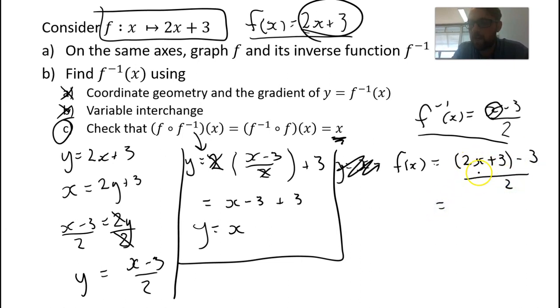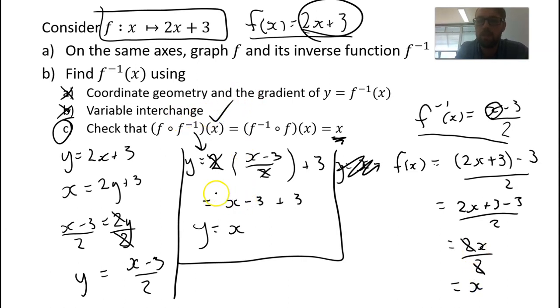Now I can open those brackets up. I've got 2x plus 3, take 3 over 2. 3 take away 3 is 0, so I'm left with 2x plus 0, don't need to write that, divided by 2. 2 divided by 2 is 1. I'm left with f of x equals x. So I've proved that for this one here, and for this one over here, that it works out.